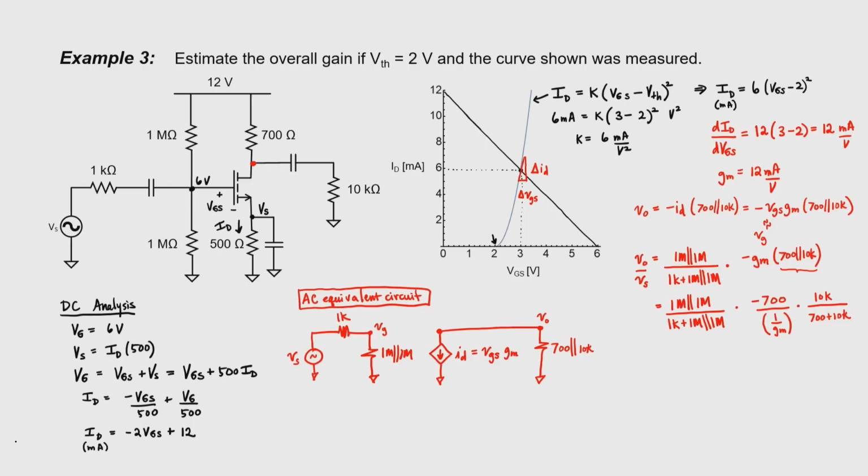Well, if you look at the form of this expression, we notice that the transconductance has units of inverse ohms, or in this case, inverse kiloohms.